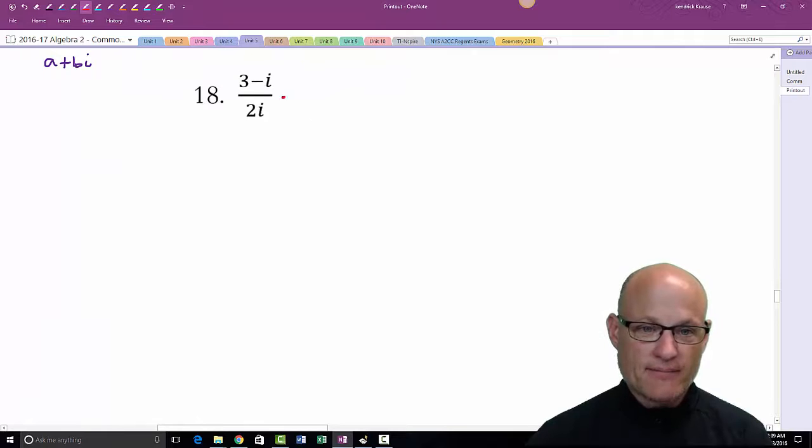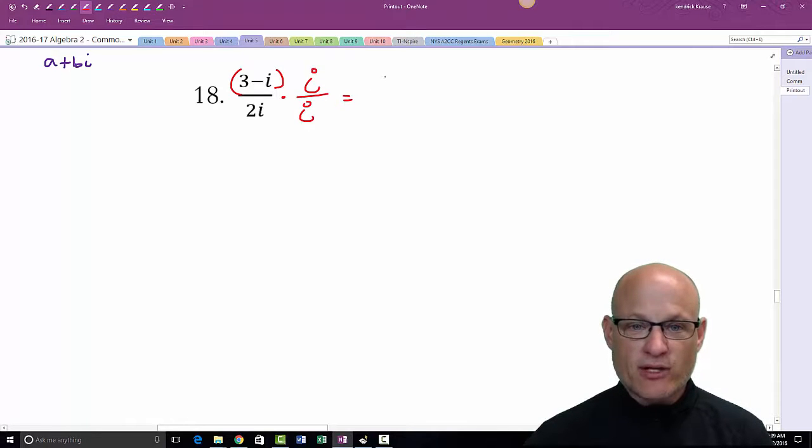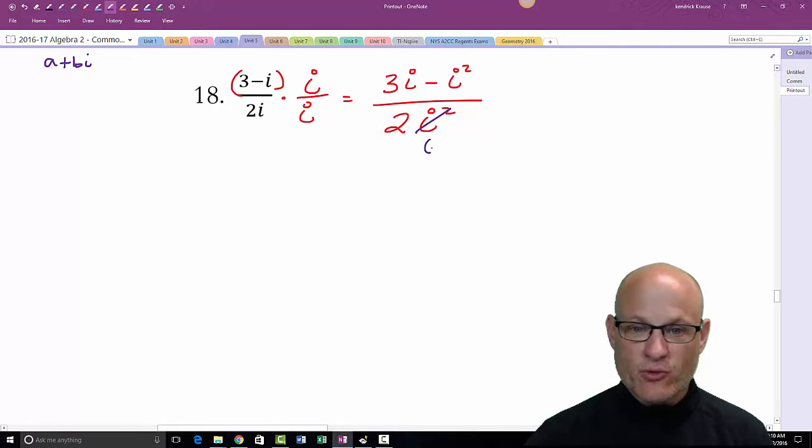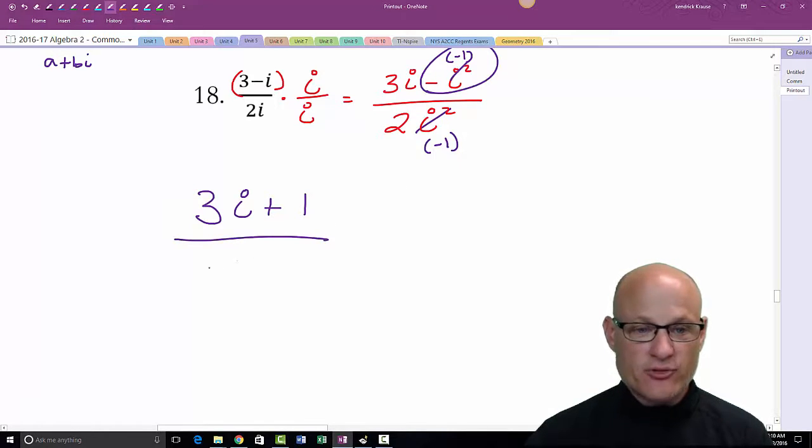All right, we're going to get rid of this i. I don't like it. I want to get rid of it. So in the numerator, I'm just going to distribute right away. So I get 3i minus i squared all over 2i squared. So I'm going to do this right here. I'm going to say, oh yeah, you're -1 and you're -1. So in the numerator, I have 3i. Now negative times negative makes a +1 all over -2.